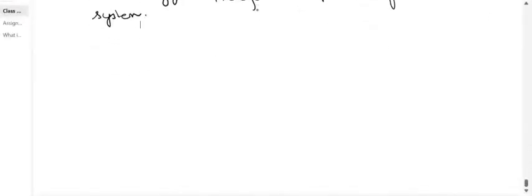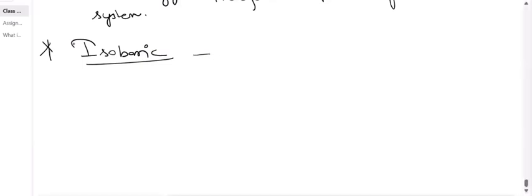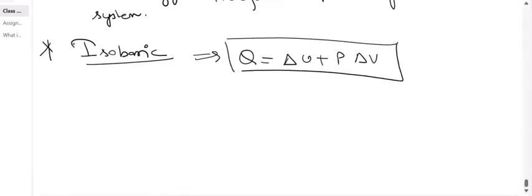Okay. So let's take the very first part and that is isobaric. In isobaric, what happens is constant pressure is there. And in this, the first law of thermodynamics is basically written as Q equals delta U plus P delta V. Correct or not?